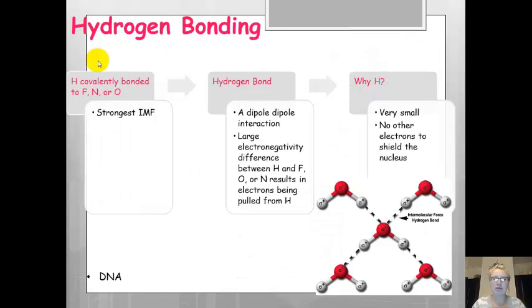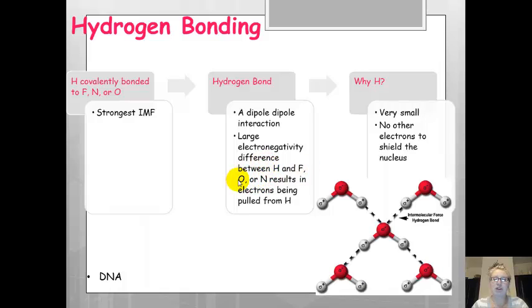The last type of intermolecular force is called hydrogen bonding, which is really just a strong dipole-dipole attraction. For hydrogen bonding to occur, you have to have a hydrogen that's bonded to either a fluorine, nitrogen, or oxygen. Hydrogen bonding is the strongest type of intermolecular force. It's a dipole-dipole interaction between the hydrogen of one molecule and the oxygen, nitrogen, or fluorine of another, because of the large electronegativity difference between hydrogen and fluorine, oxygen, or nitrogen.